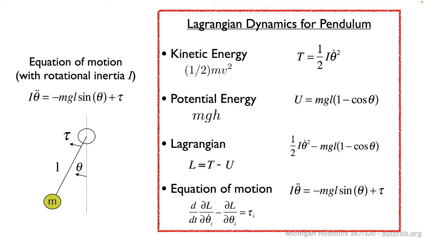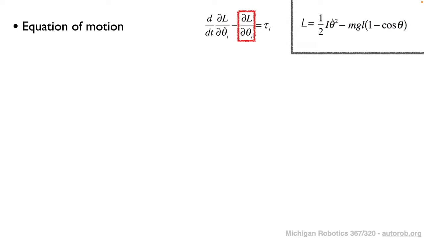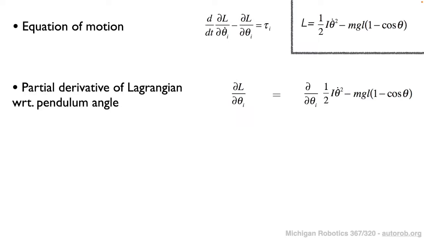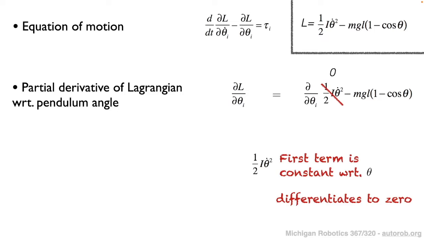Let's take our Lagrangian, and that general form of the equation of motion, to the next slide and step through this derivation. Let's start with this first partial derivative of the Lagrangian, which is being taken with respect to the pendulum angle. The first thing we can do is look at the derivative of this first component of the Lagrangian with respect to the angle theta. Since there is no variable for angle theta in this first component, the first term is going to differentiate to 0.